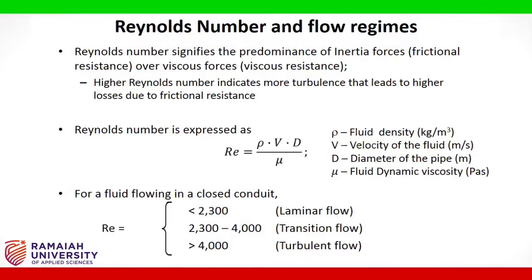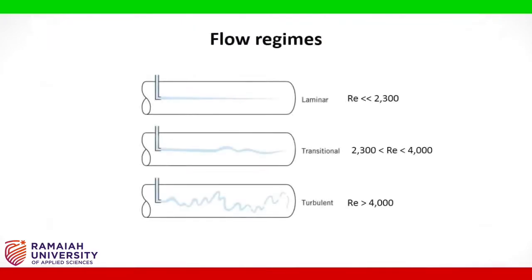For a fluid flow in a closed conduit, if the Reynolds number is less than 2300, it is termed as laminar flow. If the Reynolds number is more than 4000, it is termed as turbulent flow, and the value between 2300 to 4000 is called transition flow. In this image, we can observe the different flow regimes of laminar, transition and turbulent flows.